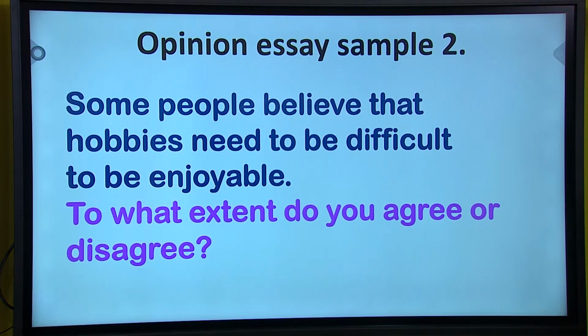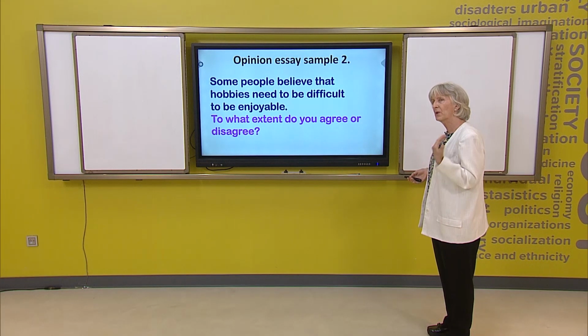Let's look at another example. This was the question. Some people believe that hobbies need to be difficult to be enjoyable. To what extent do you agree or disagree? Just think about it. Do you agree with this statement or do you disagree with the statement? So you have to decide, are you going to agree with it or disagree with it? Now, personally, I do not agree. I disagree with this statement. Okay? I do not believe that hobbies need to be difficult to be enjoyable.